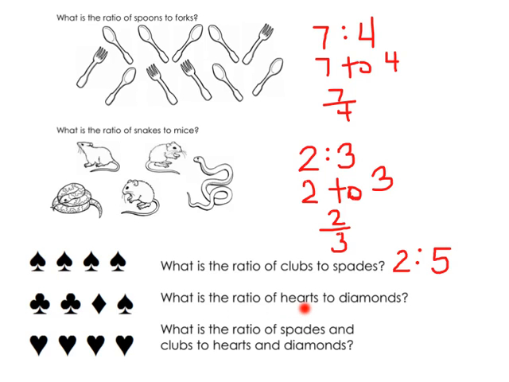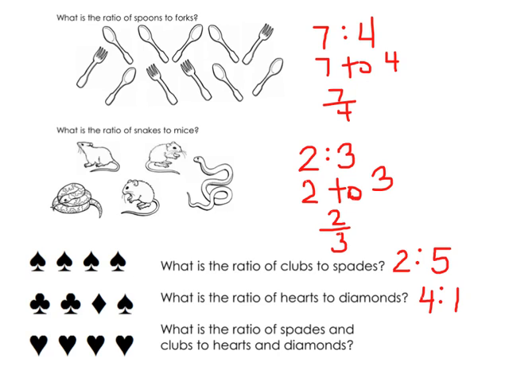Next, what is the ratio of hearts to diamonds? So I count my hearts. 1, 2, 3, 4 hearts. And I only see 1 diamond. So it would be 4 to 1.